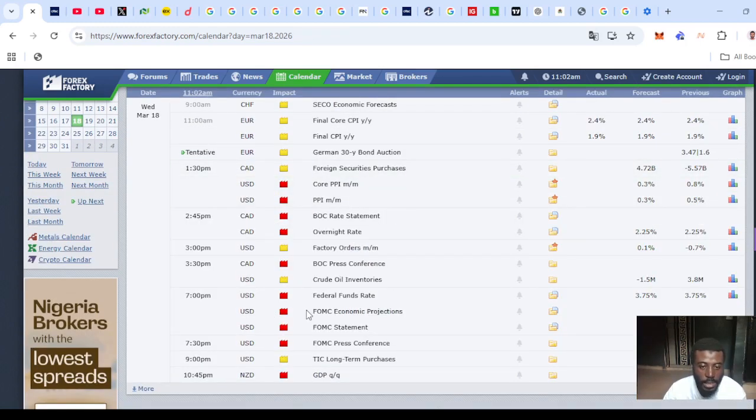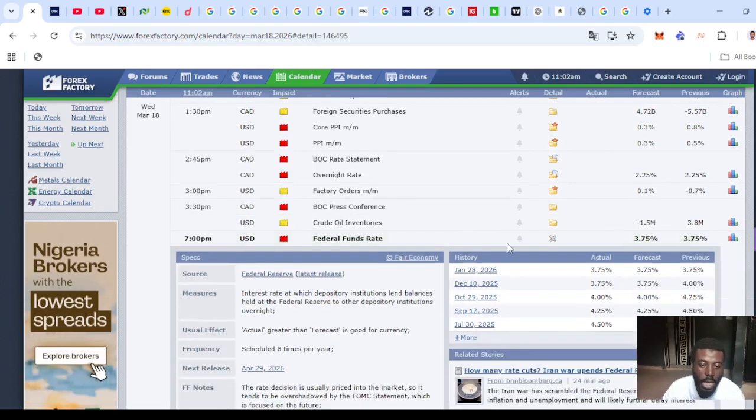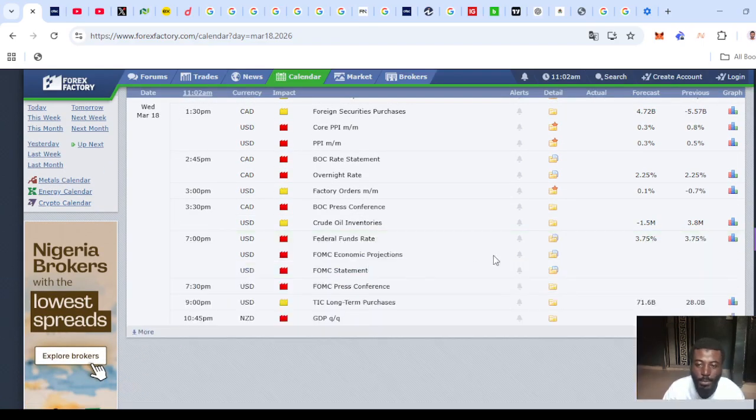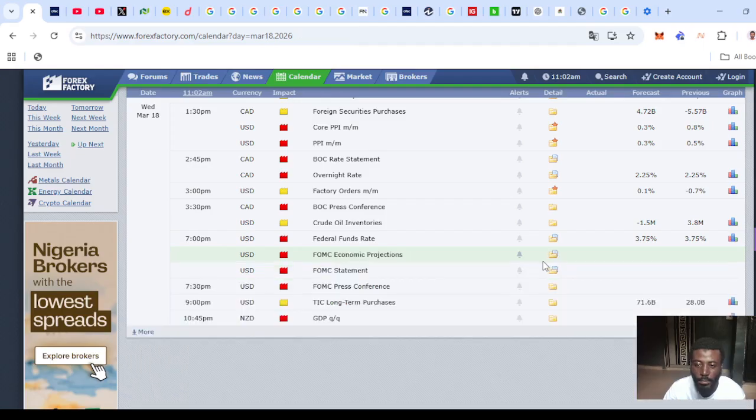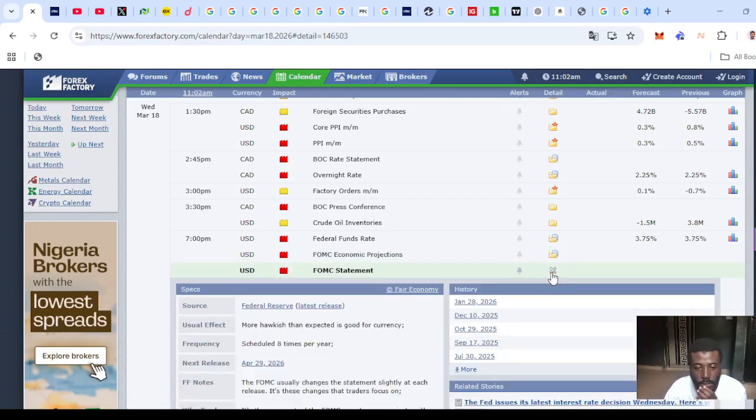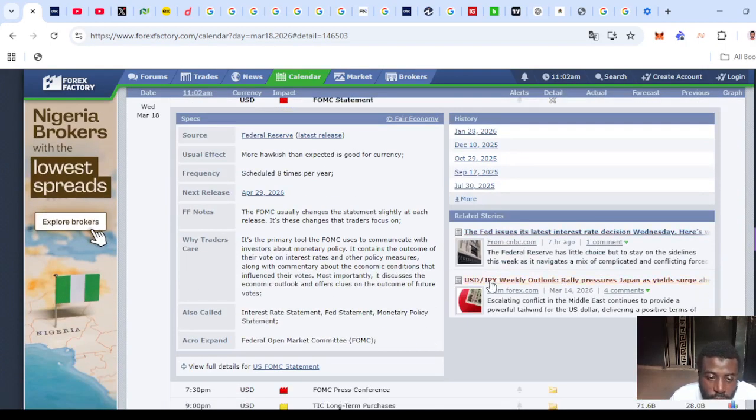And around 7 o'clock, we have the federal fund rates. Actual greater than the forecast is good for the currency. Let's see the FOMC economic projections. If they are more hawkish than expected, it is good for the currency. If the economy is positive, that's the main hawkish, so it's good for the currency. But if it's not positive, if it's not hawkish, it's not good for the currency. So this is where we are going to check the news related to it.